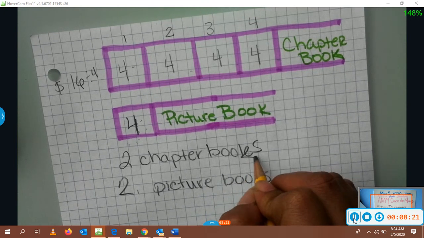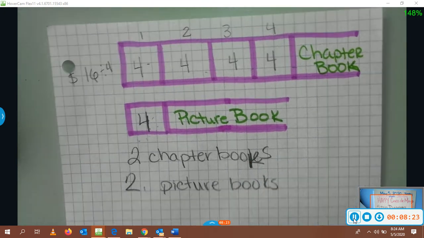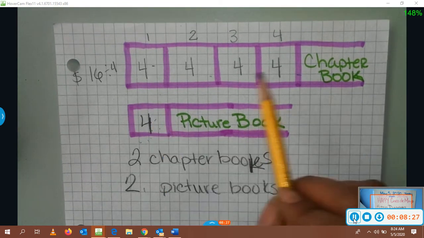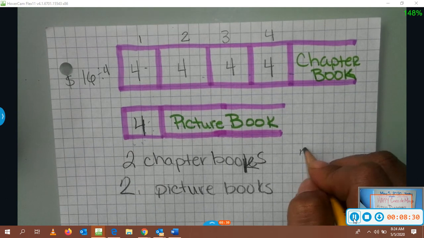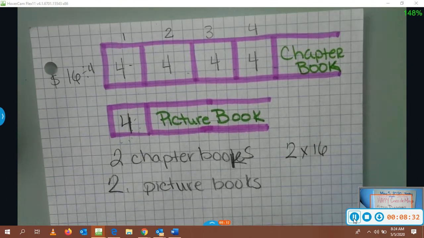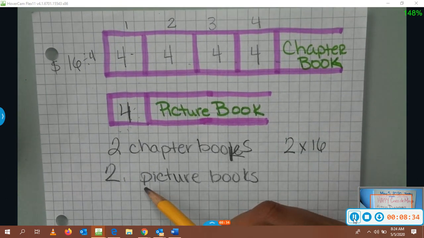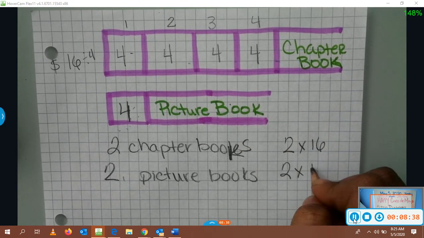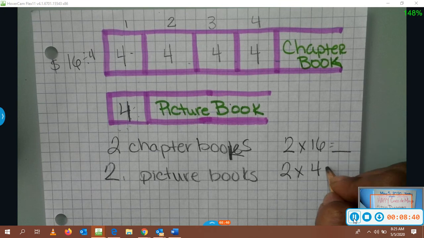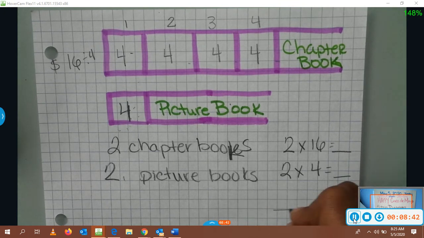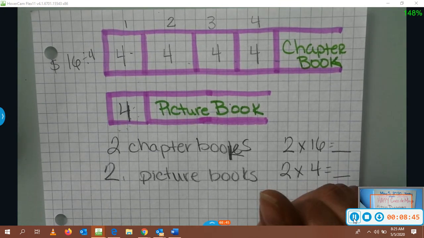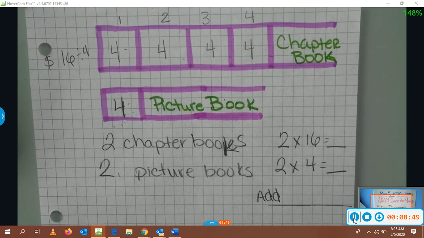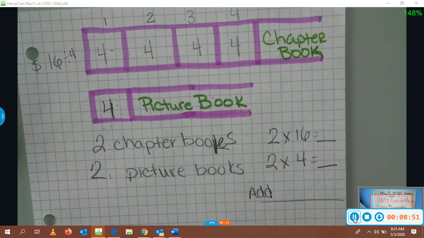These are plural. Okay. Sorry about my handwriting today. So if each chapter book is $16, that is 2 times 16. And if each picture book costs $4, it will be 2 times 4. Then you give me the answer to these two, and then you do what? I hope you said add. Okay? So go ahead and pause the video and give me those answers, please.